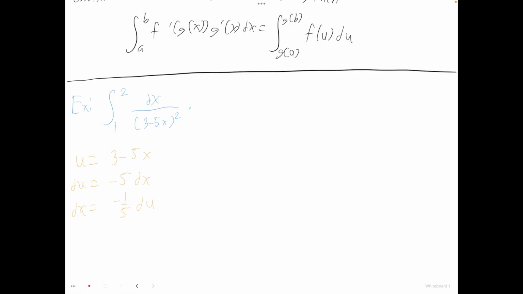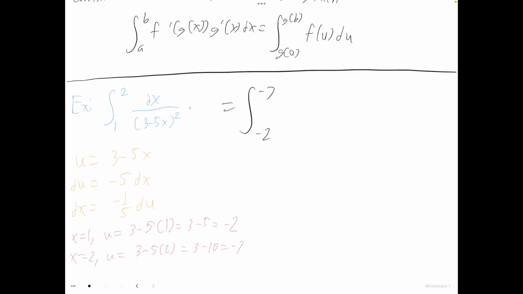So now this is where the change comes in. The change is we need to figure out what u is in terms of x. So we're going to plug our bounds into our u function as well. When x equals 1, u equals 3 minus 5 times 1, which is 3 minus 5, which is negative 2. And when x equals 2, u is 3 minus 5 times 2, which is going to be 3 minus 10, which is negative 7. And so our bounds are going to be negative 2 to negative 7.